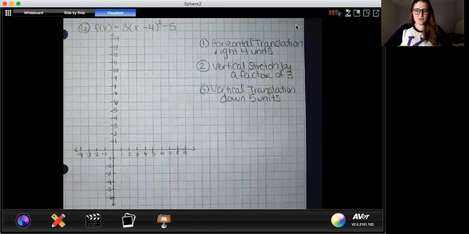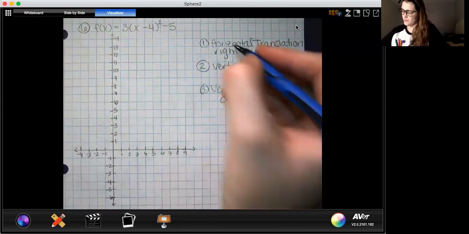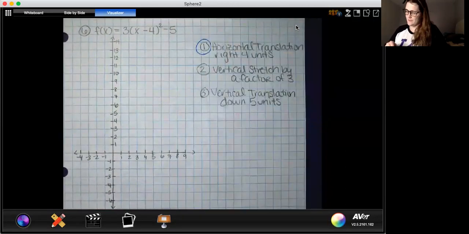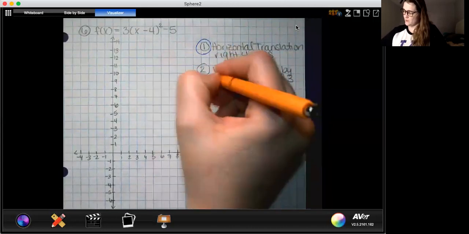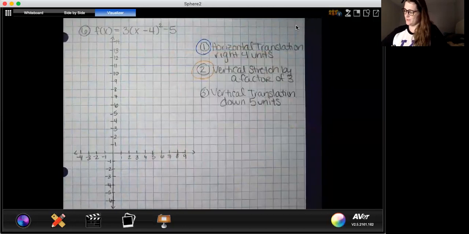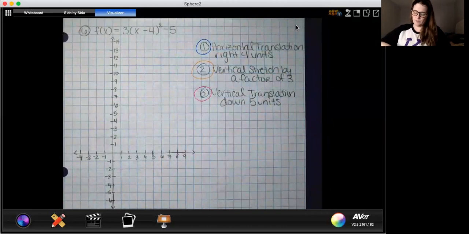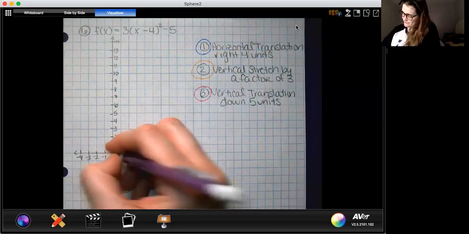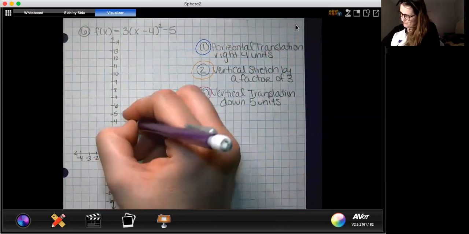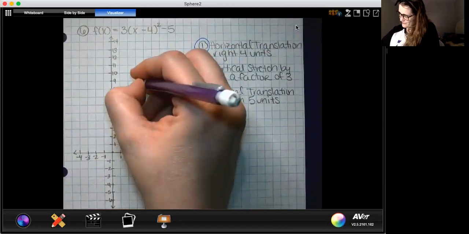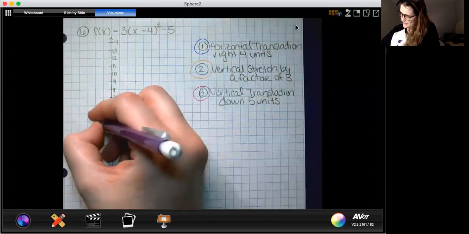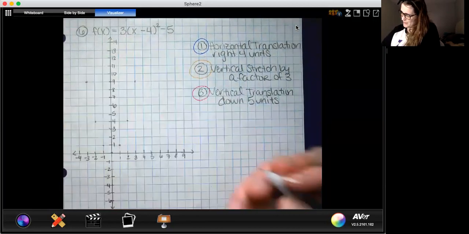And I'm using colors to keep track of what I am doing. So horizontal translation is my blue. Vertical stretch, orange, and vertical translation is pink. First start with our parent function. Again, remember that will always be the same.